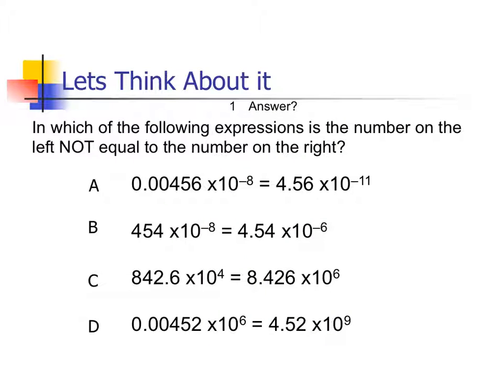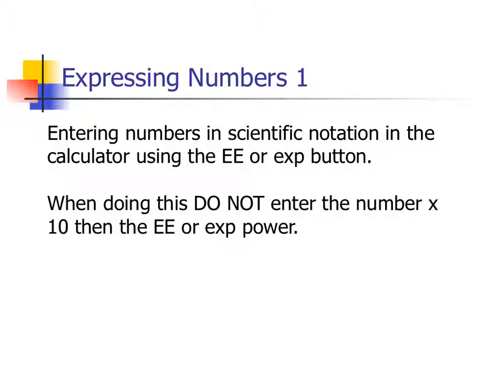In which of the following expressions is the number on the left not equal to the number on the right? Entering numbers on a scientific notation calculator, you can use the EE button. A lot of Texas Instruments will use an EE button very frequently, or they will use an EXP button. It is important that you have an ACT approved calculator. Well, it'll help you on the ACT a little bit. And it is important that you become familiar with how they are used.